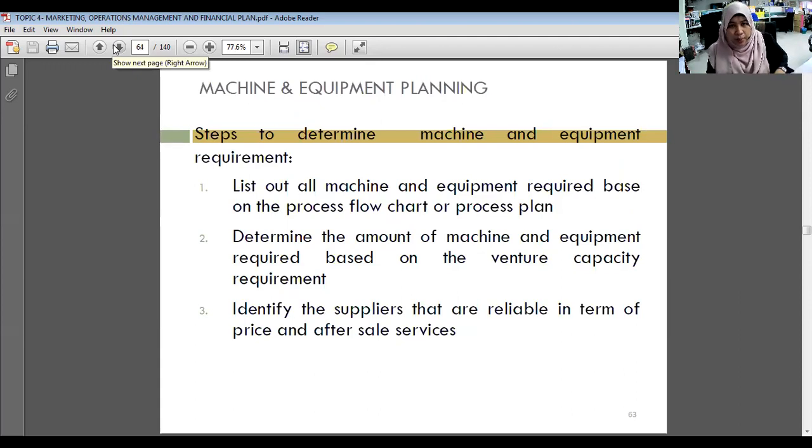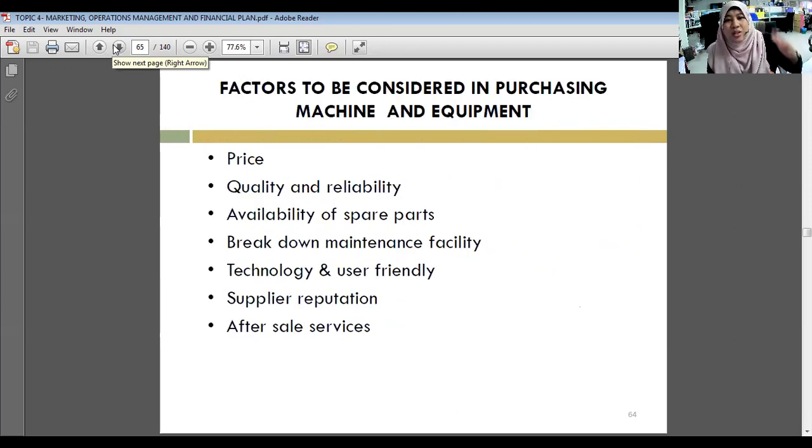Then we have machine and equipment planning. The first is the steps to determine machine and equipment requirements. This is also one of the possible questions in the final exam. Number one, list out all the machines and equipment required based on the process flow chart and the process plan. Number two, determine the amount of machine and equipment required based on the venture capacity requirement. The last one, identify the suppliers that are available in terms of price and after-sales services.